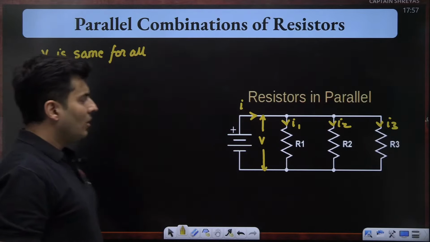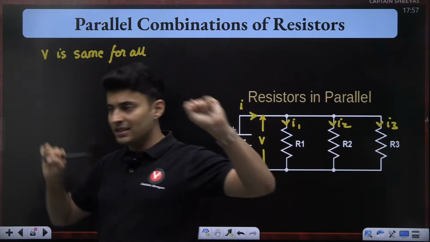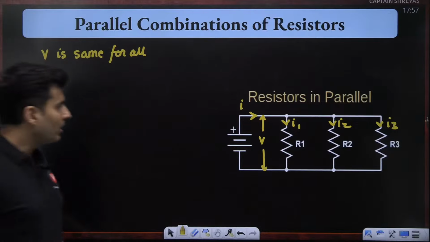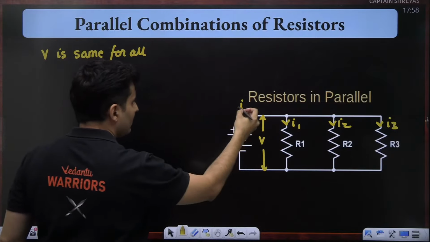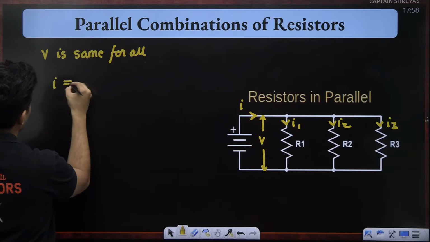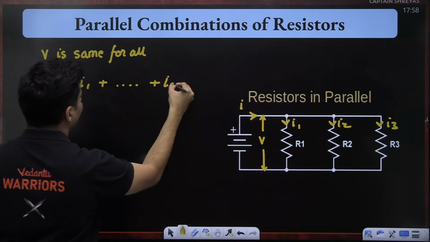Whenever you see two or more devices having the same voltage difference connected across the same ends, that means they are in parallel combination. So in that case, what gets distributed is the current. So the original current will be I1 plus I2 like that till IN.